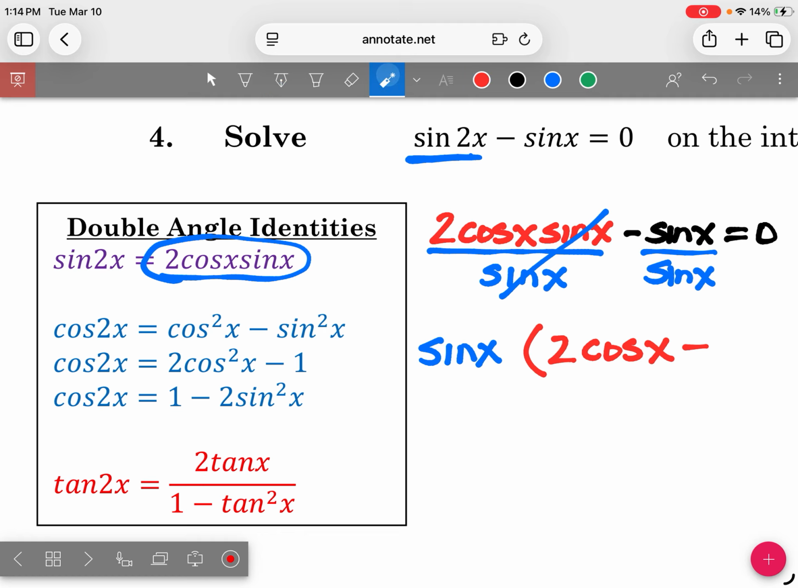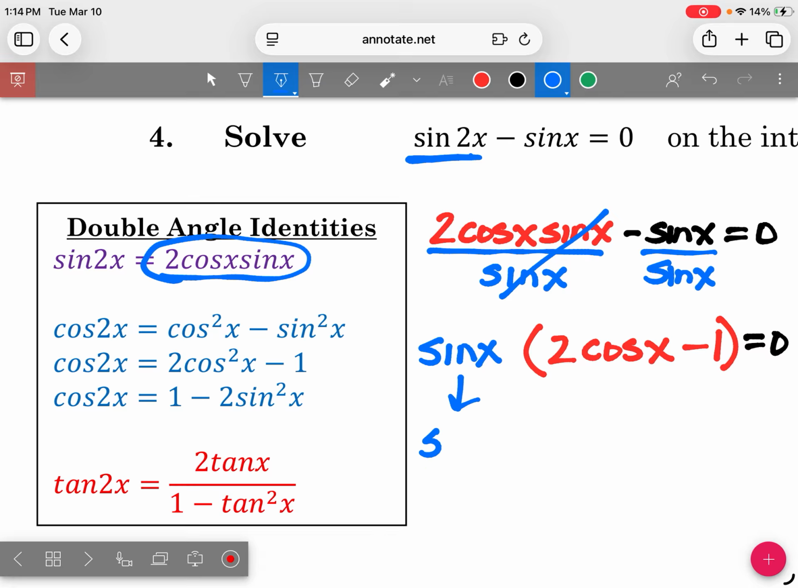Minus, and this is where a lot of students get a little confused here. What do you get when you divide sine by sine? Do you get 0 or do you get 1? 1. A lot of people forget to put that 1. All right, so now we're going to solve these individually.